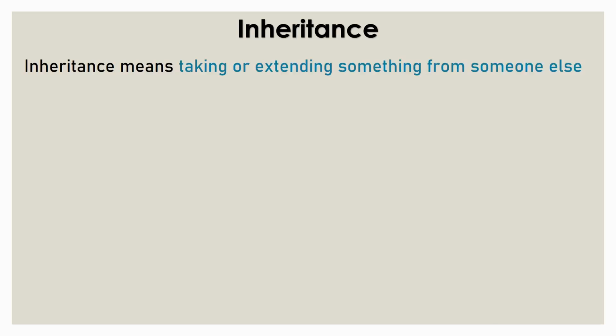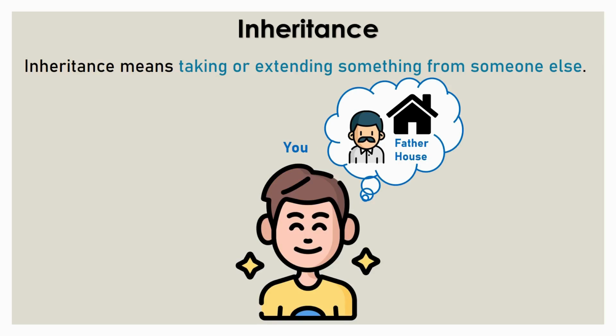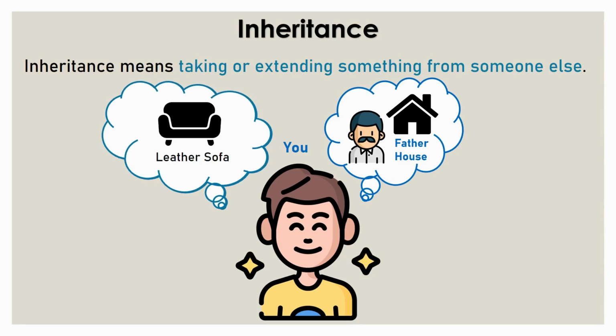Next, let's discuss inheritance. In simple words, inheritance means taking or extending something from someone else. Imagine, you don't have a house, but your father has one. So, you don't need to buy the same things that already exist in your father's house, such as a Samsung TV, wooden table, leather sofa, and more. This means you can use everything in your father's house for your needs.